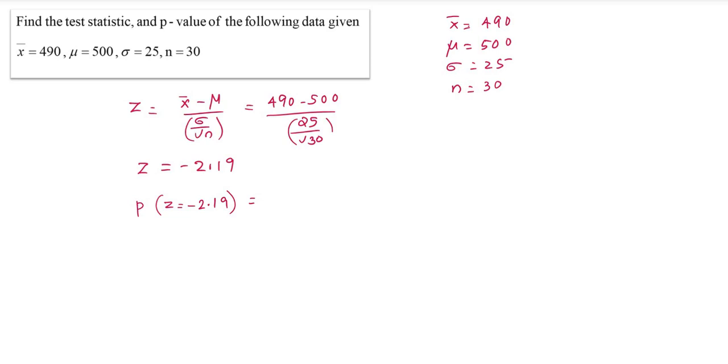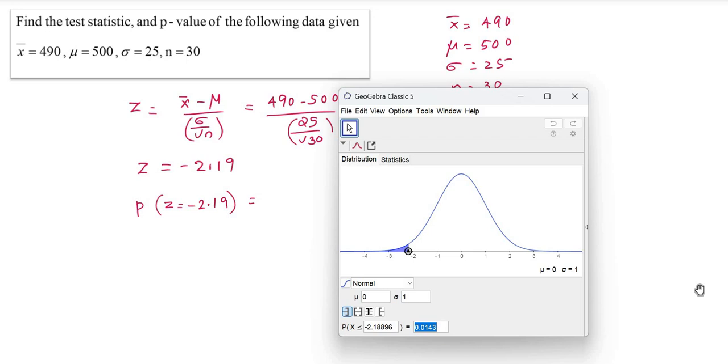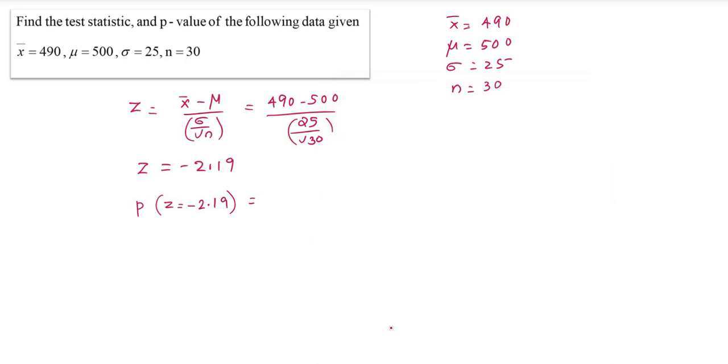So take GeoGebra, input that value and hit the first one, P of x less than or equal to negative 2.19, equals. It is 0.0143. Okay, so that is the value, 0.0143. That is the p-value. So we were asked to find the test statistic and the p-value. That's it. You can also use GeoGebra to find that directly.